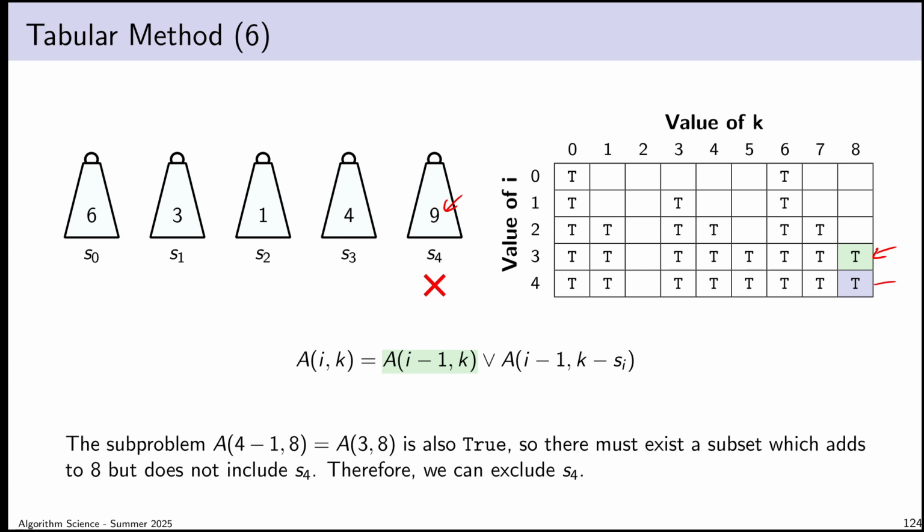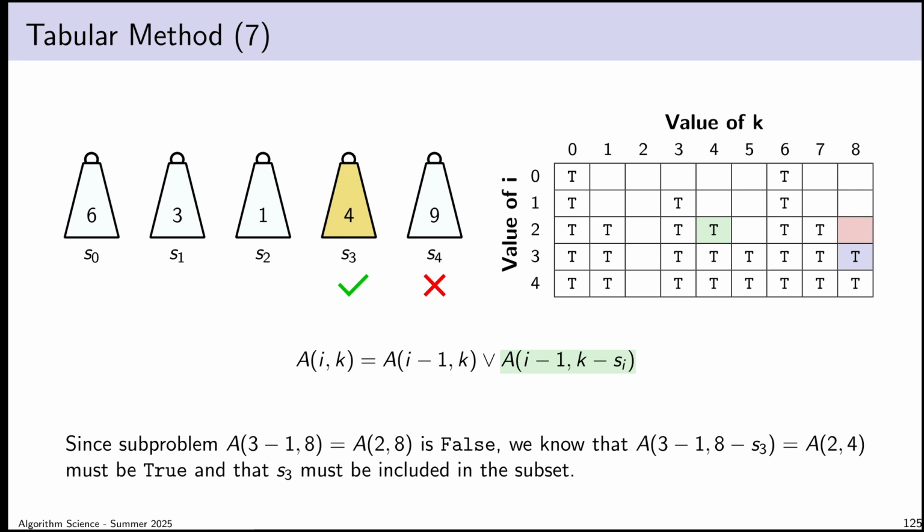Okay, so if I look at A48, I notice that it's true that one of the reasons it's true is because the case A38 was true. So it could be that A48 is only true because of that. It could be that the other recursive case was also true. But I know that what I could do is just revert to A38 and work from there. So I exclude S4 and I look at A38.